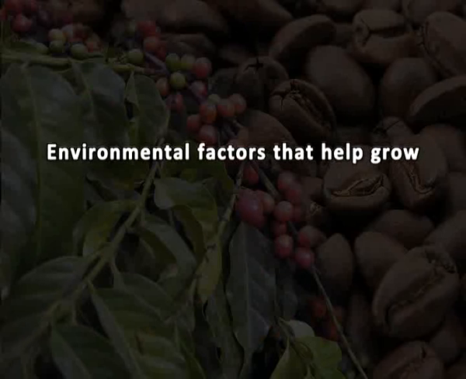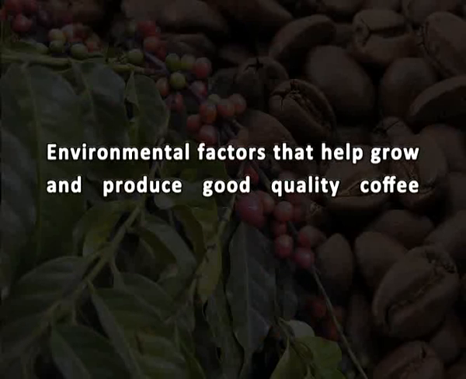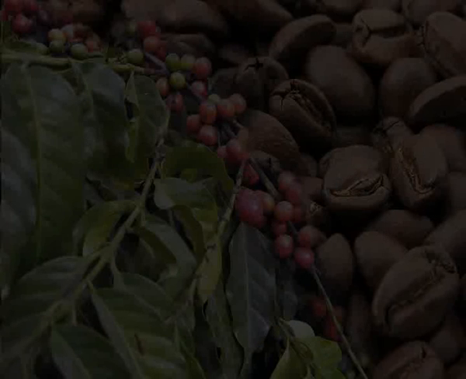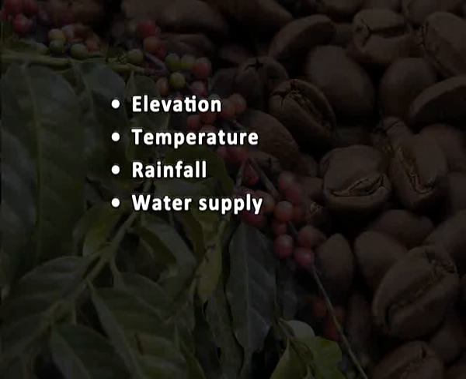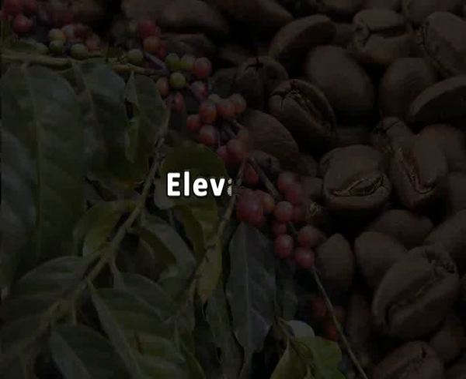Now, we will talk about environmental factors which affect coffee yield and its quality. To grow and produce good quality coffee, several environmental factors should be taken into consideration. These include elevation, temperature, rainfall, water supply, soil, and slope. Now, dear students, we will talk about elevation. Elevation influences a number of the factors and must be considered along with temperature, rainfall, water supply, soil, and slope, which determine where to plant coffee.